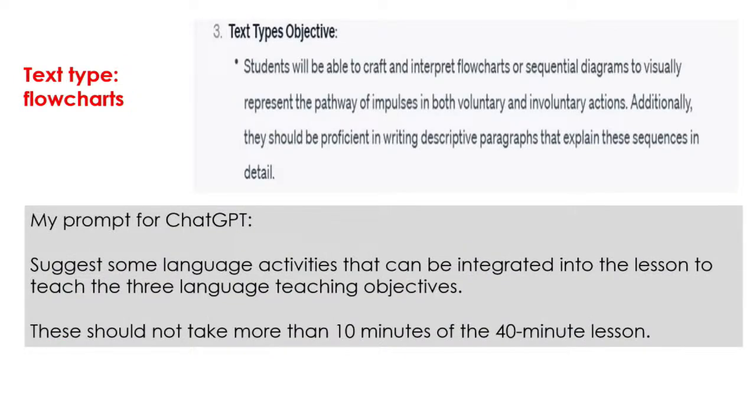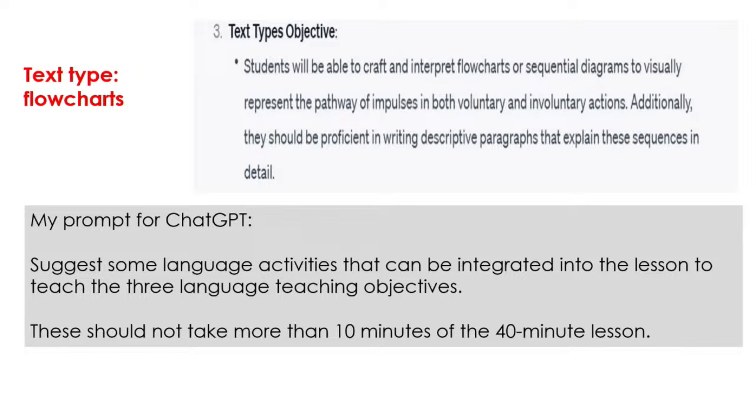Okay, finally, ChatGPT also suggested that when you're teaching this subject, the text type that students need to learn are flowcharts. If students draw flowcharts, they'll be able to explain the way that the neuron transmits. Now, after that, I was not satisfied. I thought, how to teach? So I said to ChatGPT, suggest 3 language activities that can be integrated into the lesson to teach these 3 language objectives. These should not take more than 10 minutes of a 40-minute lesson. You can say 5 minutes if you want.